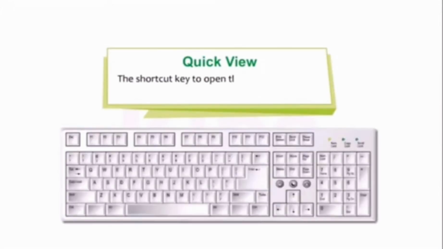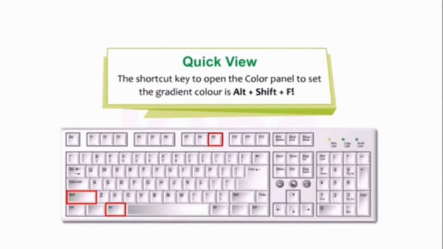Students, let us take a quick view. The shortcut key to open the color panel to set the gradient color is Alt+Shift+F9.